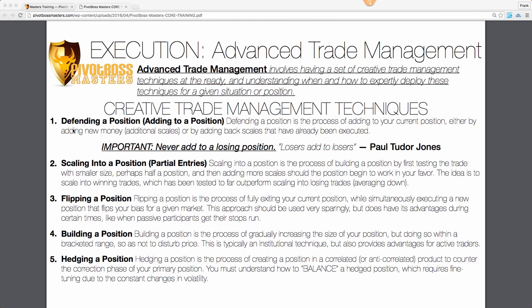And finally, number 5 is hedging a position. This one is super important. You have to be able to know how to hedge your positions during certain market environments and using different types of hedging tools. And like I mentioned before, you can do a whole dissertation on hedging a position in various types of ways. I want to just introduce the topic, the concept, and give you a basic approach, but you can do it in so many ways. Hedging a position is basically the process of creating a position in a correlated or anti-correlated product to counter the correction phase of your primary position.